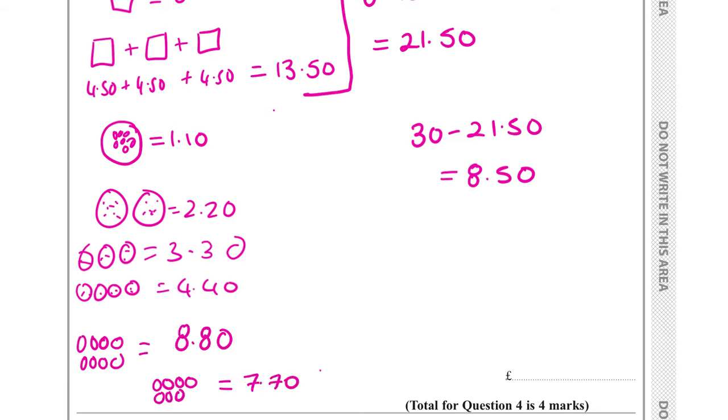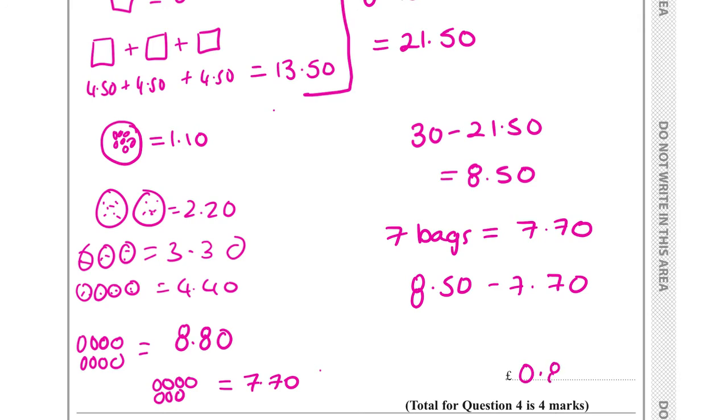£7.70. Okay. Right. Do I have enough money for that? Okay, so I can buy 7 bags for £7.70. Right. I've got £8.50. How am I going to find the change? £8.50 minus £7.70 is going to give me 80p, which is £0.80. Okay, because if I take these away from each other, it gives me 0.80.